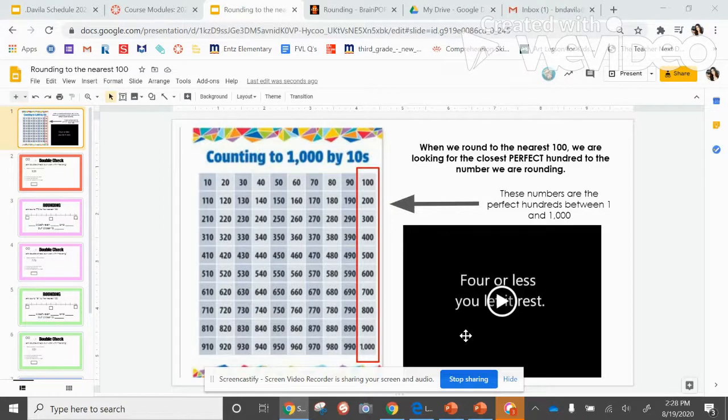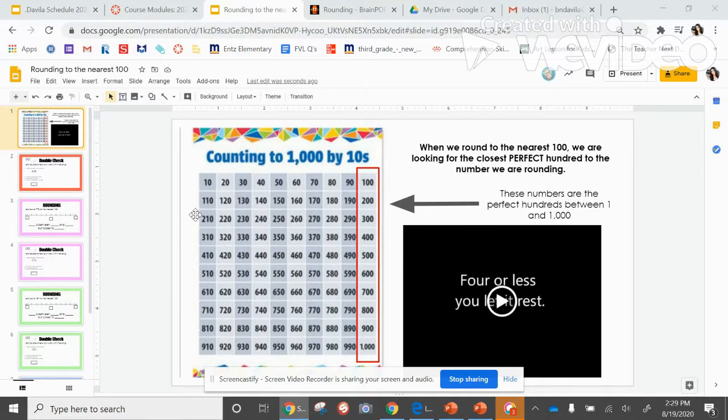Hi, boys and girls. Today we are moving on from rounding to the nearest 10, and today we are going to round to the nearest 100, okay? So now we have to look for perfect hundreds instead of perfect tens. Let's review what a perfect 10 is. Those are 10, 20, 30, 40, 50, 60, 70, 80, 90, and 100, right? So we are going to move on to now understanding what nearest hundred a number is closer to.